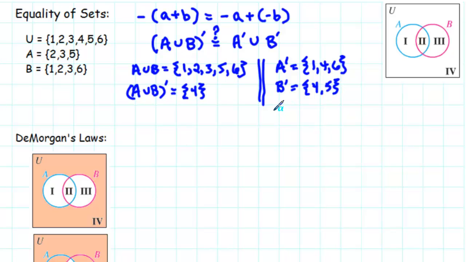And then we find the union. What is A complement union B complement? Well, we take everything from A complement together with everything from B complement, and we get 1, 4, 5, and 6. Well, comparing our results, we see that the two sets contain different elements. Therefore, our conclusion is that these two sets are not equal to each other.